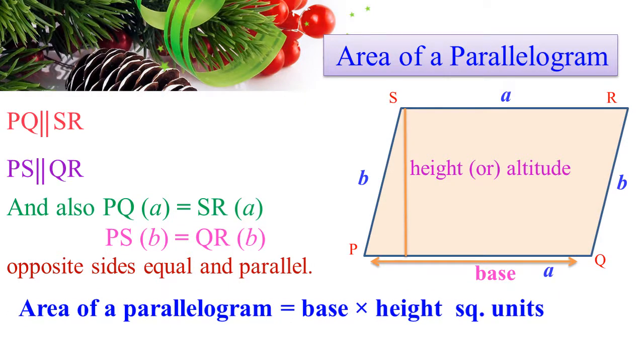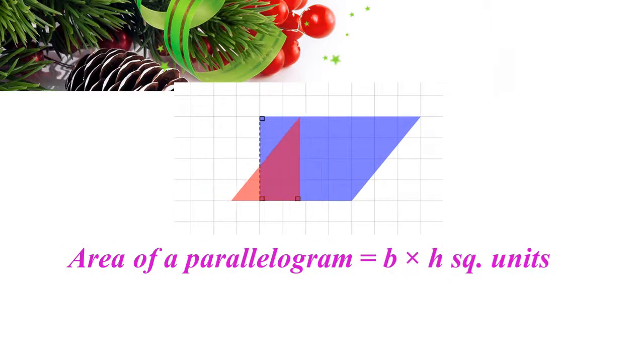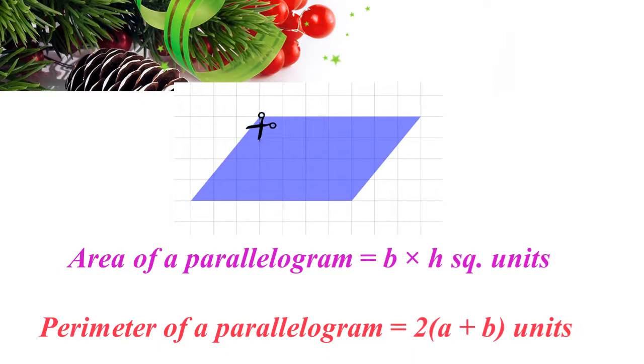Area of a parallelogram equals base into height square units. Area of the parallelogram equals b h square units. Look at the picture. This is an example of the area of a parallelogram, b into h square units. Then see perimeter of a parallelogram: 2 of a plus b units. Perimeter means the length of the boundary of a figure.